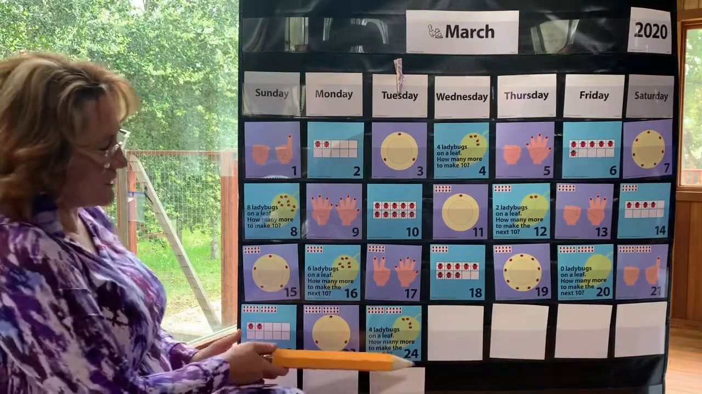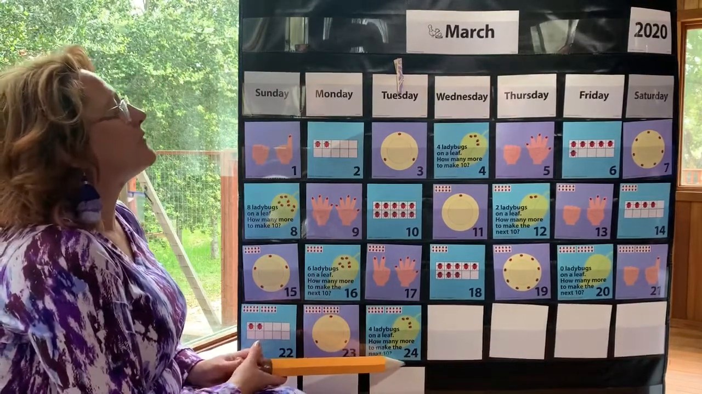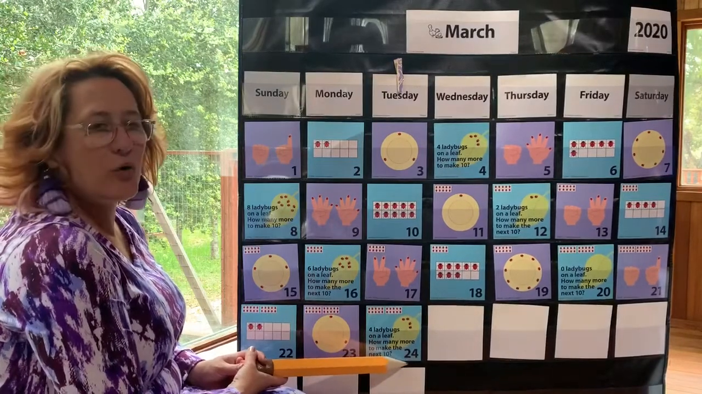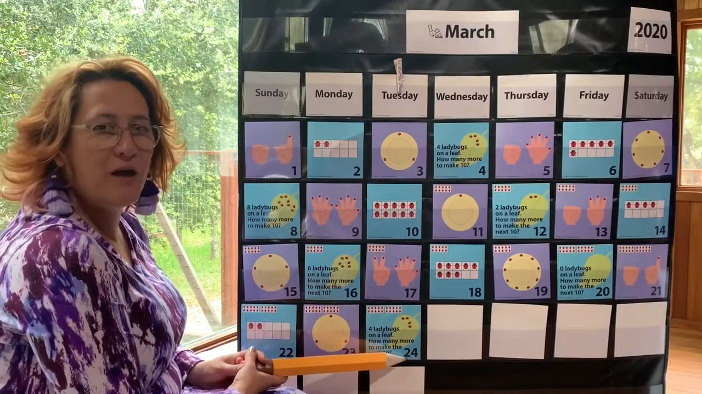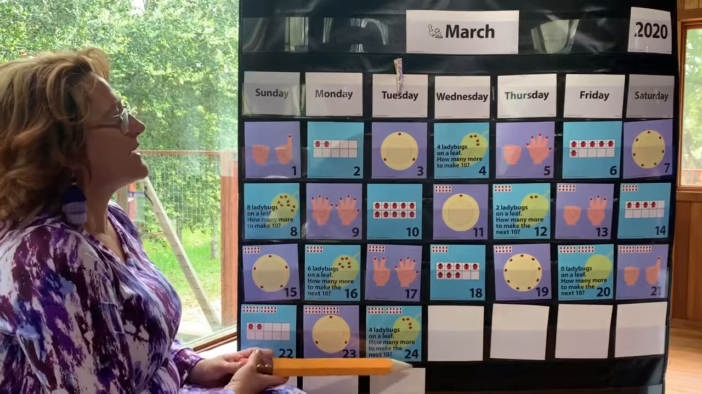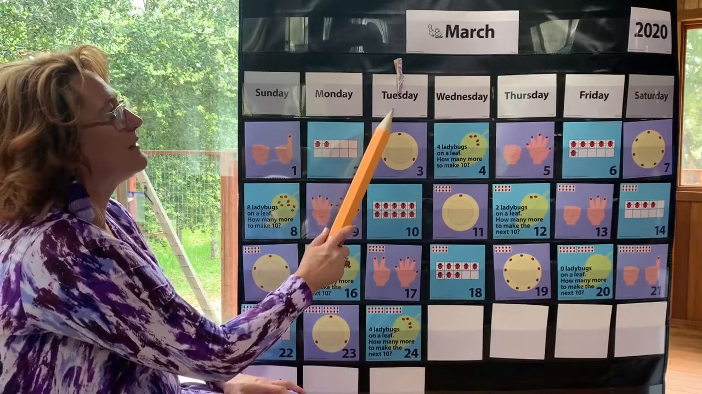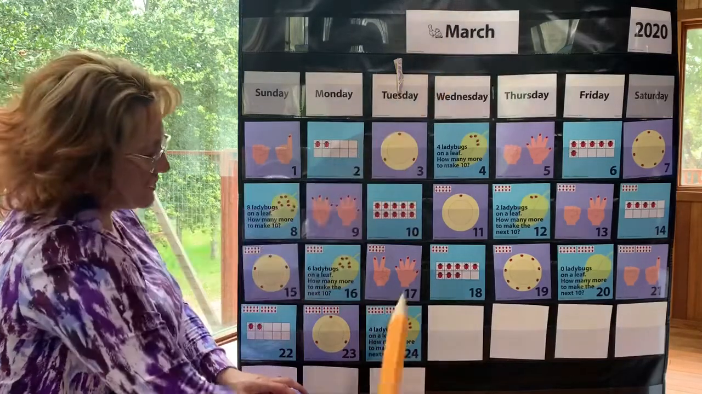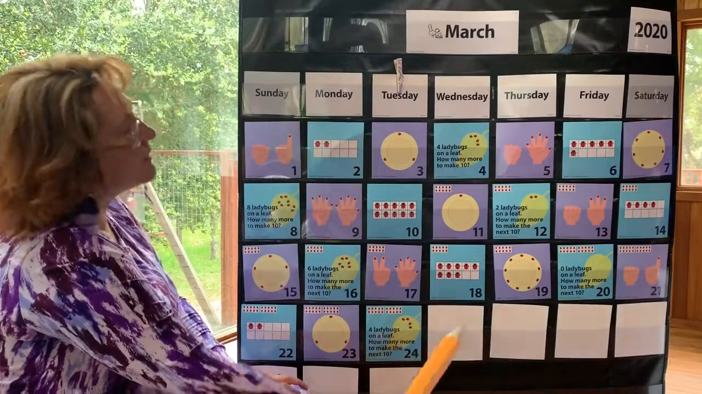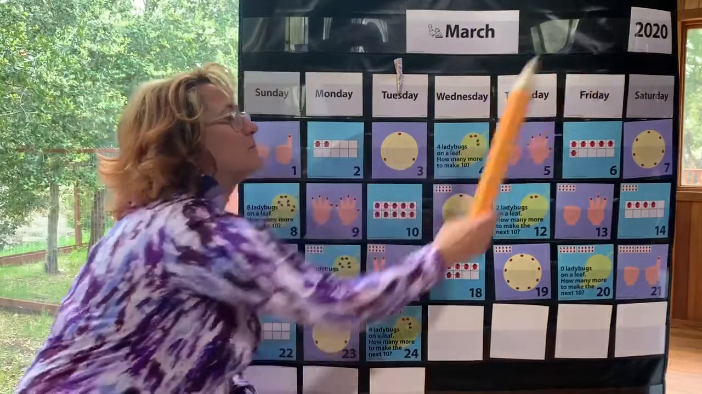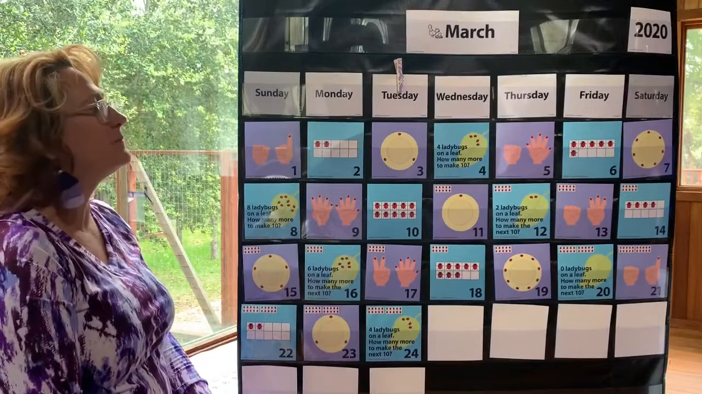All right, we're all the way to 24, which if we were to say it as a date in the ordinal number, we say 24th. So today's date is Tuesday, March 24th, 2020. You say the date now.